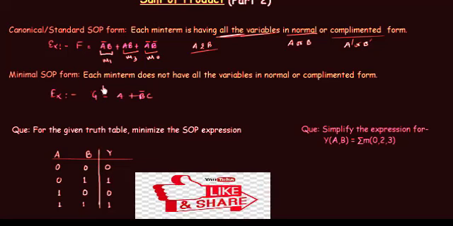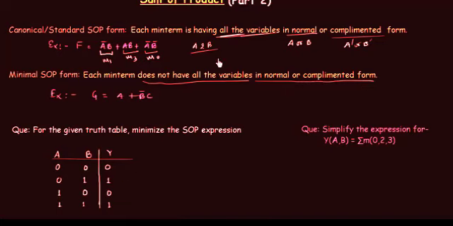In minimal SOP form, each minterm does not have all the variables in normal or complemented form. We use Boolean algebra or K-map method or tabular method to minimize this, and we have the minimal SOP form, and in that we don't have all the variables involved in normal or complemented form. Like in this case you can see we don't have b and c. A, b, c are the three variables for this function g, and in the first minterm we don't have b or c, and in the same way in the second minterm we don't have a. So this we call the minimal SOP form. I hope you understand these things.